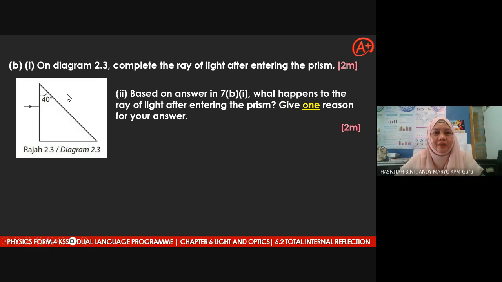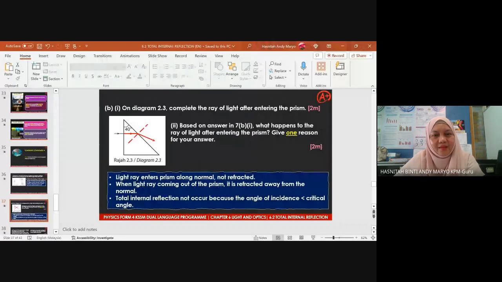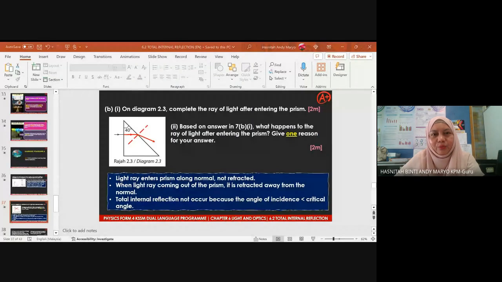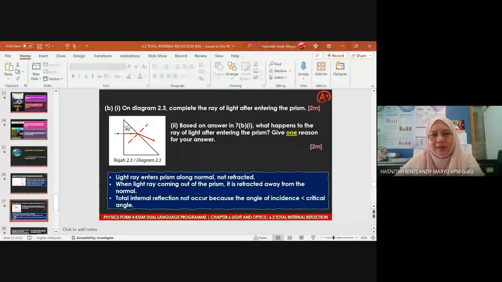So the question: what happens after this? Where will it go? Will it refract outwards, or will it undergo total internal reflection? What do you say? After reaching this side, what happens to the light ray? Does it refract outwards away from the normal, or does it experience total internal reflection? Which one?